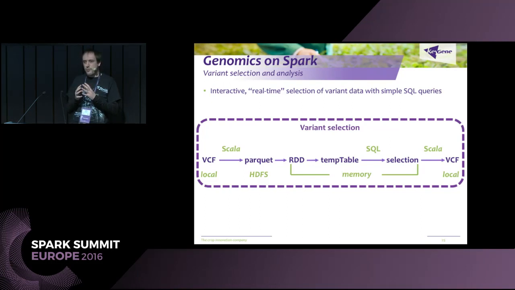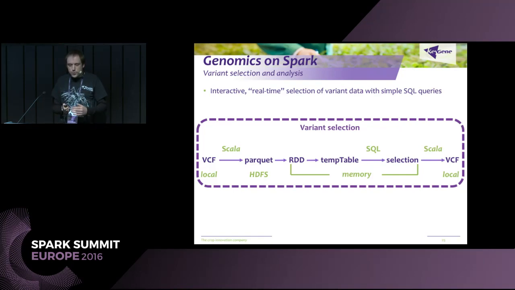So to start from our text-based variant file and then convert this into a Parquet file, going to an RDD, so that we could actually perform SQL type of queries on it, which we are quite familiar with, to analyze our data and to select our data, and in the end get to a subset of data that is interesting for us to analyze further.